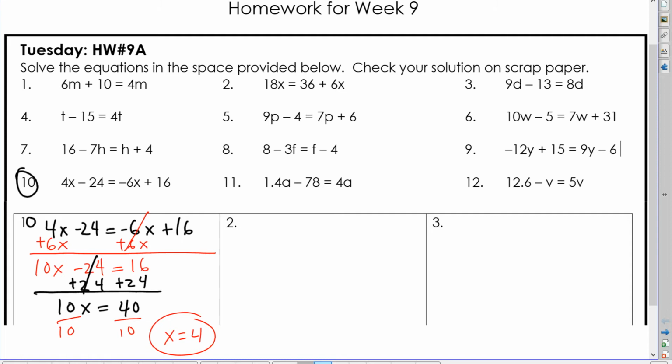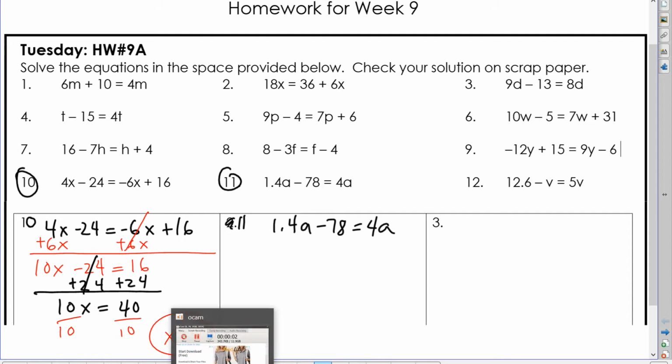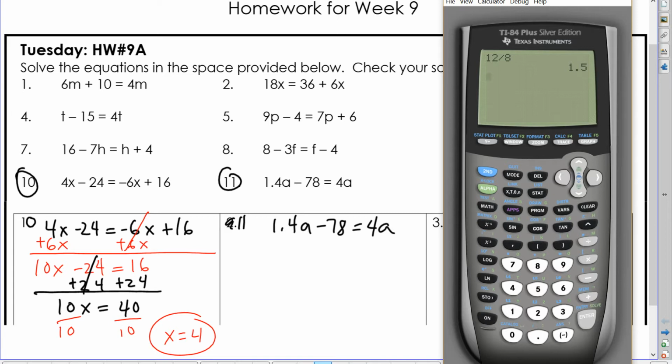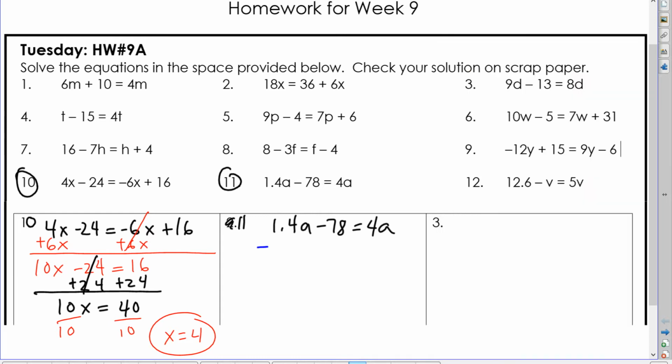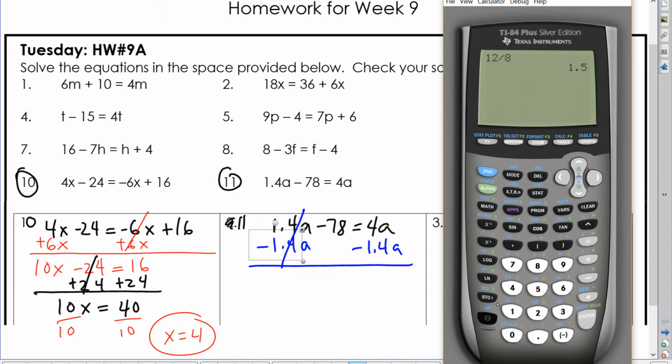Okay, number 11. 1.4a minus 78 equals 4a. Not a big fan of decimals, but that's okay because I got my calculator here to help me. So, looks like my left side has more terms, right? And my right side has a variable, so that means I need to use the inverse of my variable. So I'm going to subtract 1.4 from both sides, and I'm going to use my calculator just to make sure I get it right. So 4 minus 1.4. And I get 2.6.